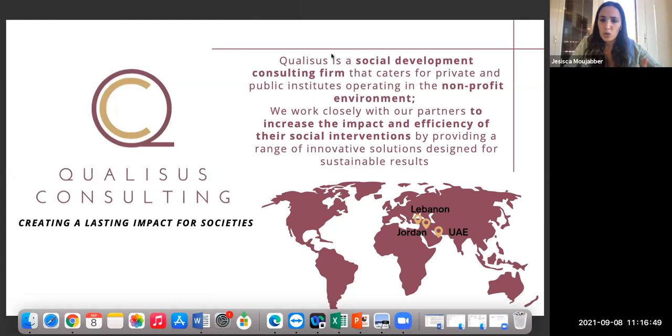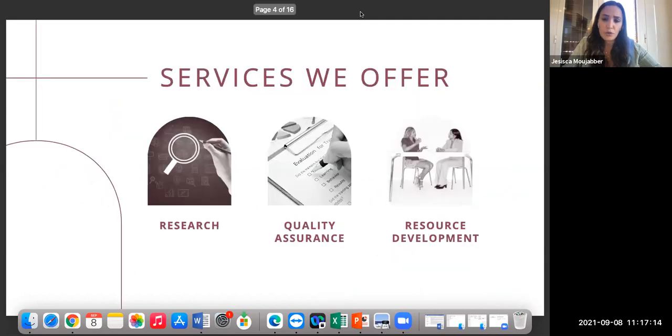Moving on to our first point, just to give you a quick overview about Qualisus. Qualisus is a social development consulting firm. We're based in Lebanon and in the UAE. And we work, just like DARPE, with both private and public institutions within mainly the MENA region. We work to increase the impact and the efficiency of social interventions. And that is possible because we cover three ranges of services.